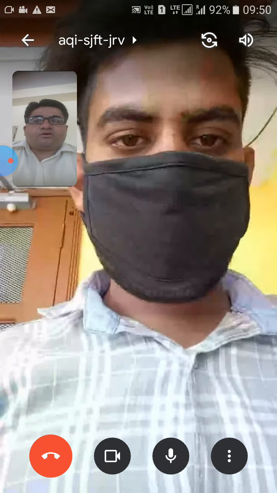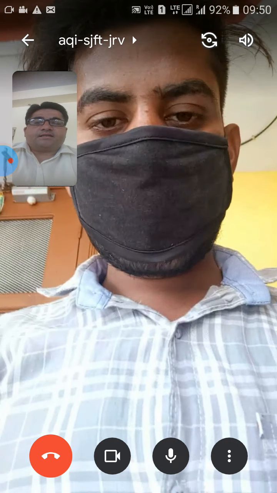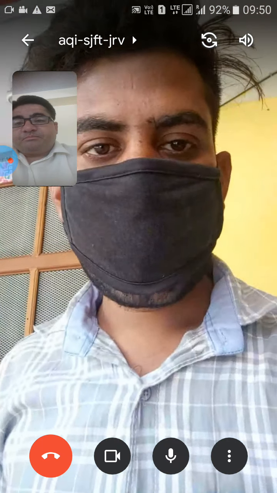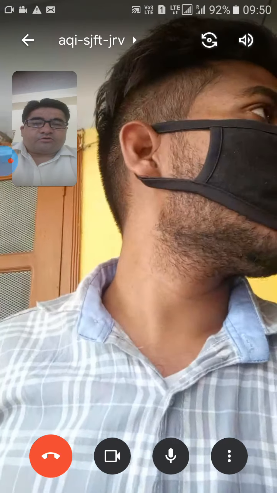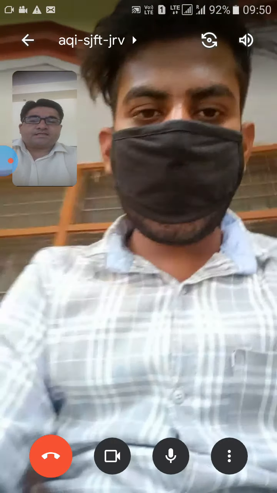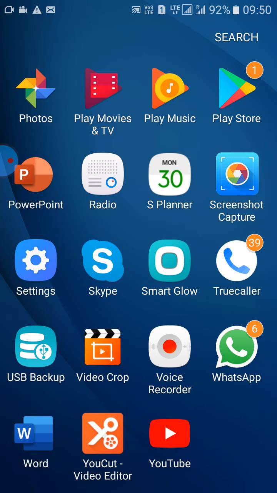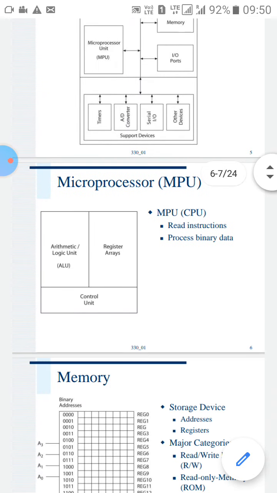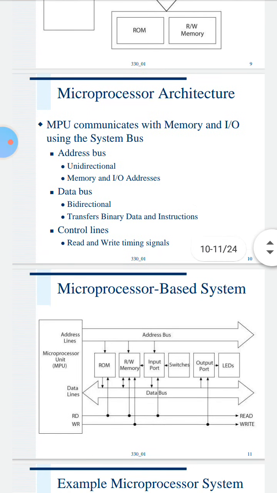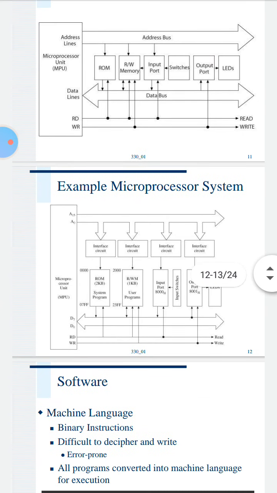Overall, whenever you study a microprocessor, architecture is very important. If you understand the architecture and the basic concepts of microprocessor and microcontroller, then it is very easy to understand the various architectures in the application part. Before that, you have also studied the unidirectional memory and input-output addresses in architecture, which is also really important to study.